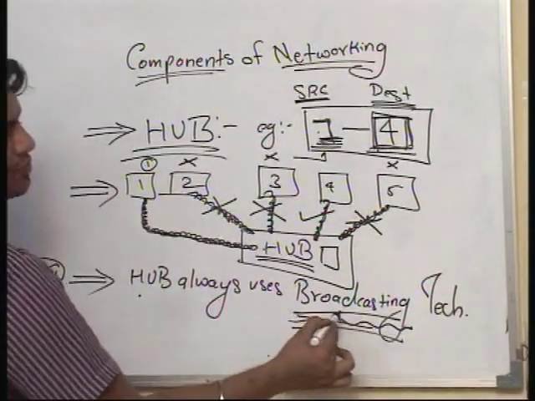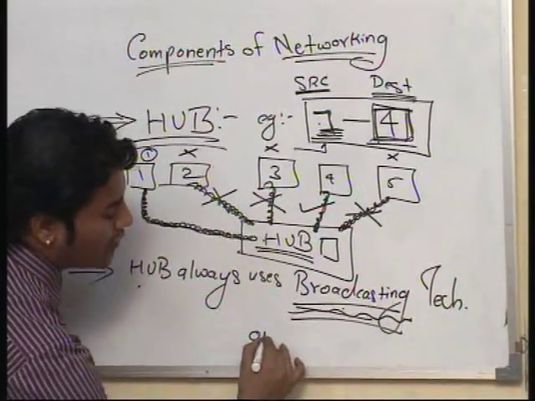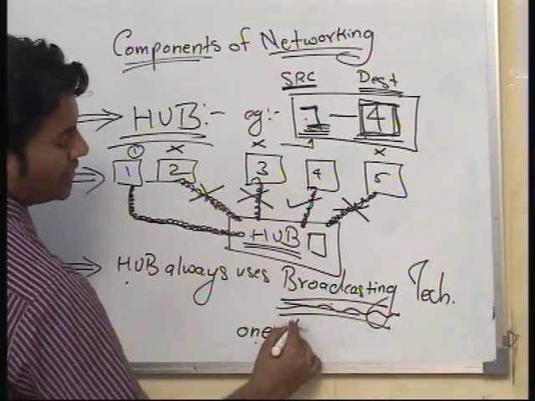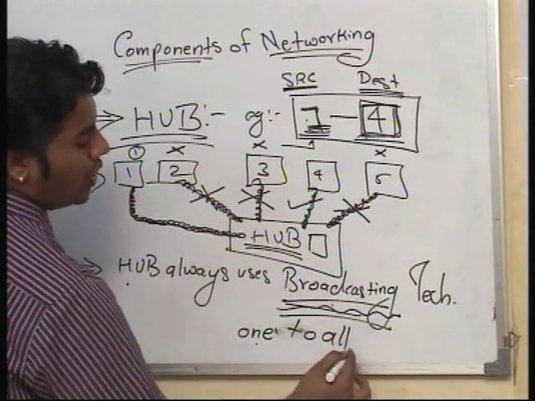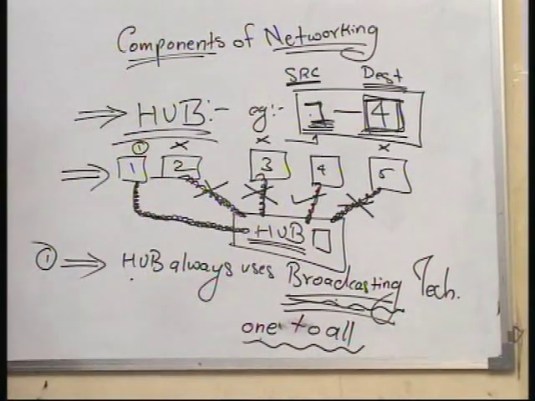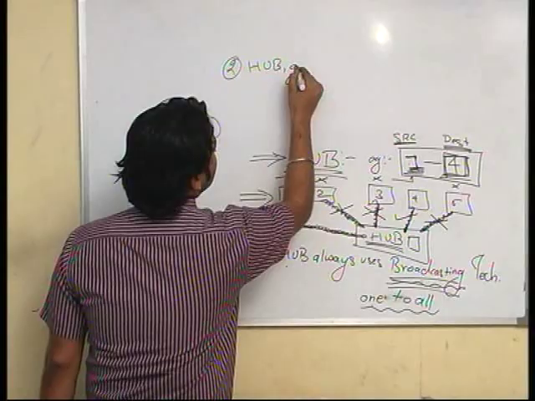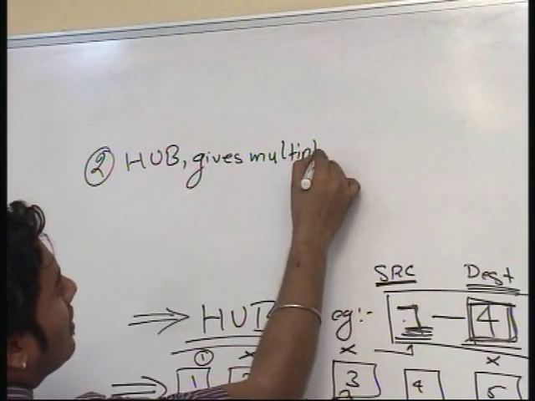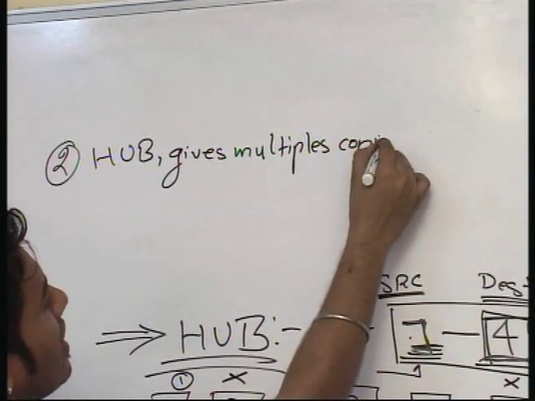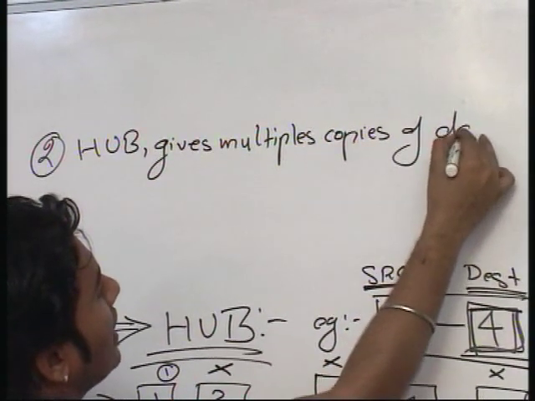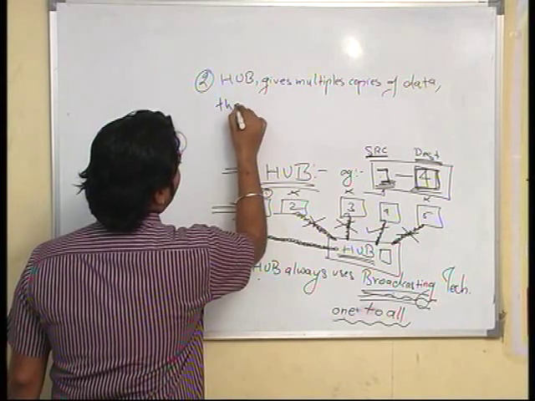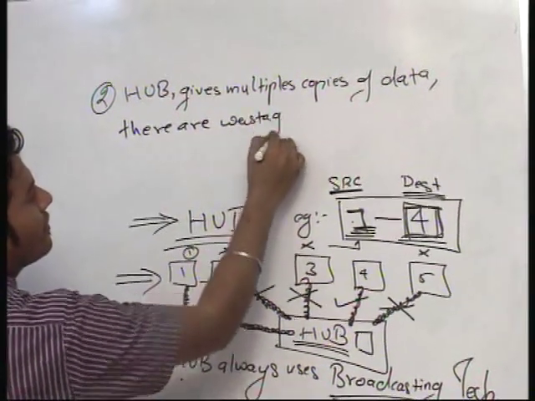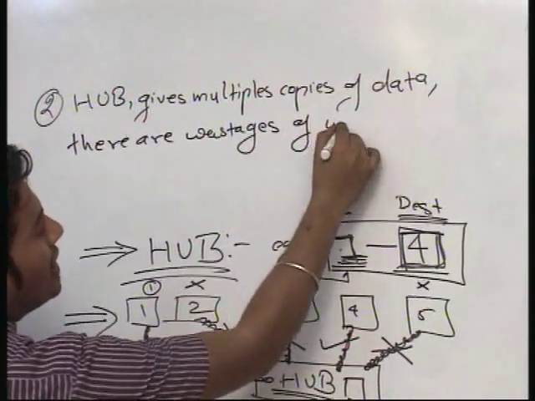So these are the first points of the hub. A hub always uses broadcasting. I am just writing this down. Broadcasting means one to all. A hub gives multiple copies of data. There is wastage of memory.